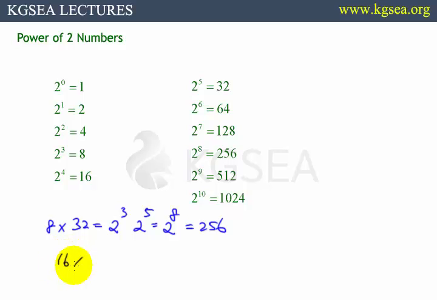So can you tell me 16 times 32? Yeah, it is 2 to the 4th times 2 to the 5th. So therefore it's 2 to the 9th, which is 512. So you've got to know these numbers.